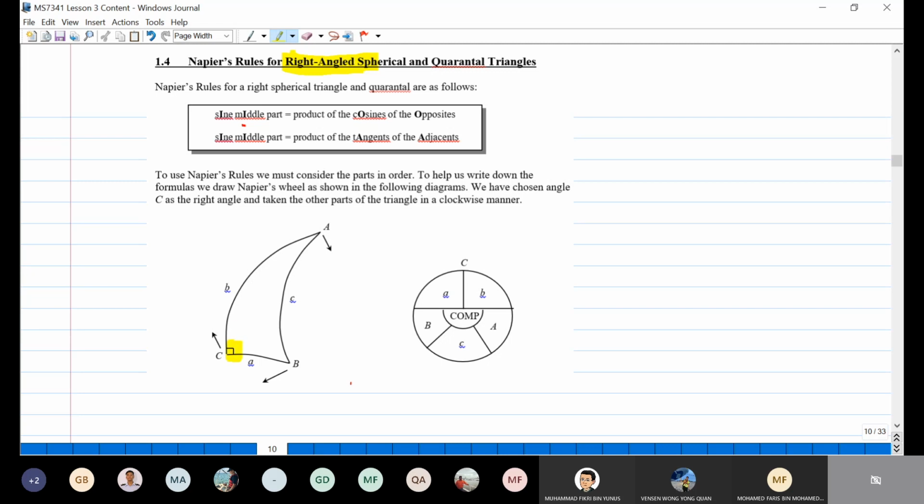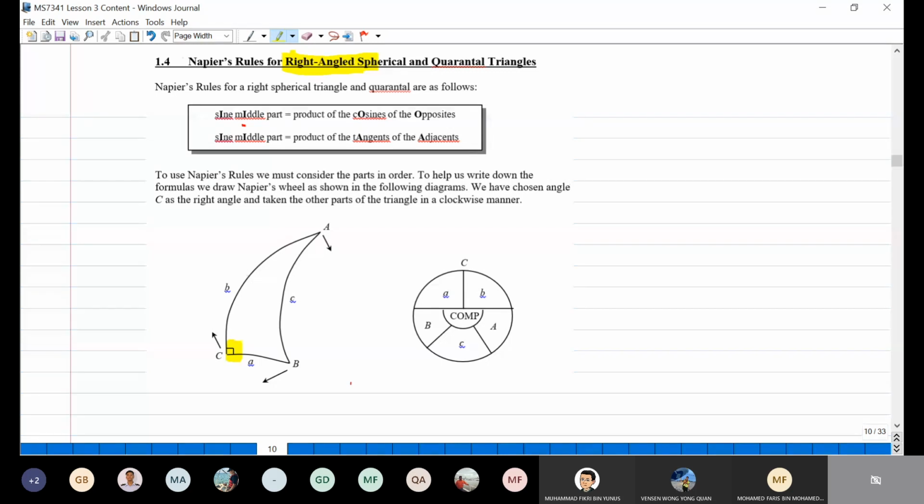So you label the triangle where C is the right angle. ABC. The side opposite angle A is small letter a. The side opposite angle B is small letter b. The side opposite angle C is small letter c. This is how you label the triangle. Okay, so what we're going to do is something called the Napier's view.